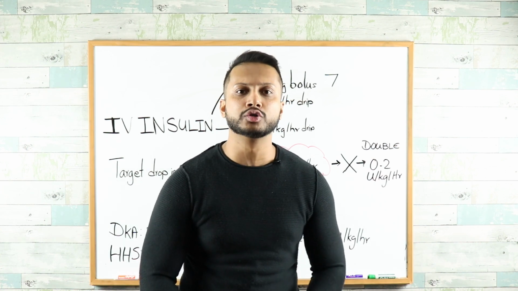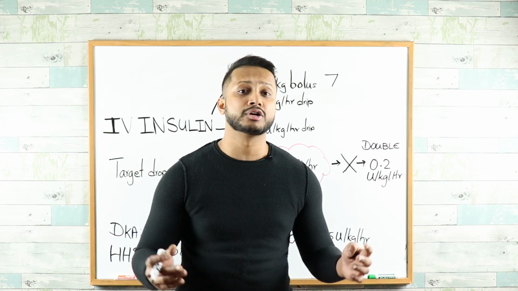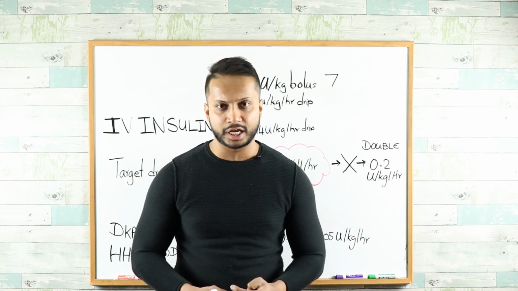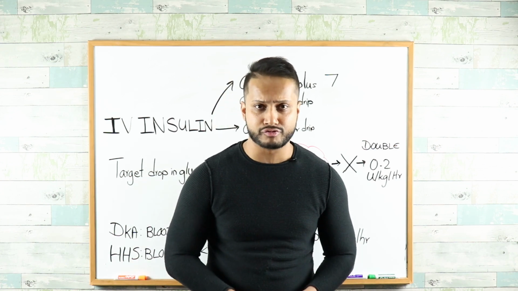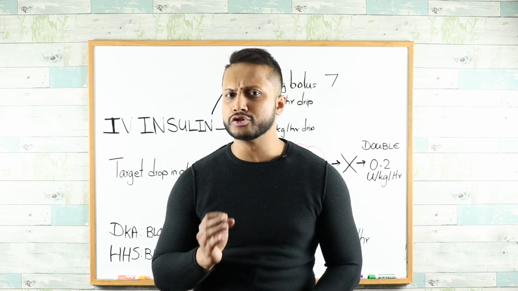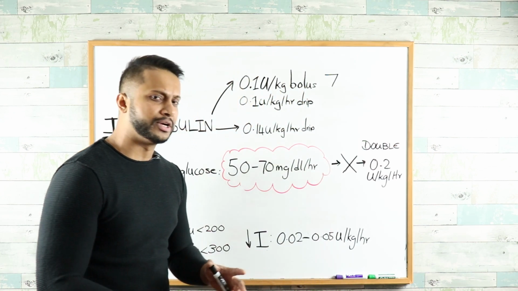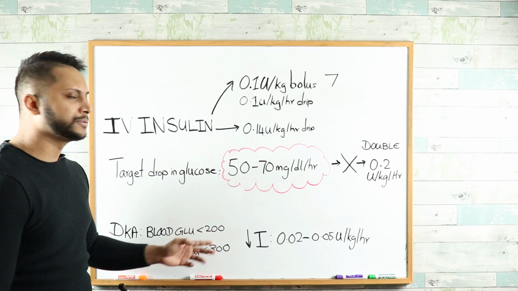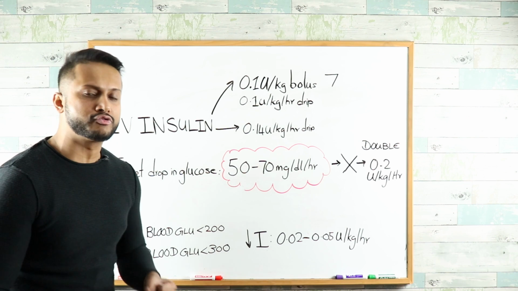You're normally going to use about 0.1 unit per kilogram per hour, and your target is going to be about a 50 to 70 decrement in your glucose level. If you do not hit your target, go up on your insulin drip. And the final piece of the insulin drip story is, when your patient's blood glucose level in a person with DKA drops below 200, at this point you need to decrease your insulin drip rate.